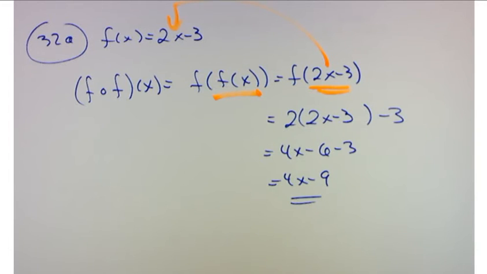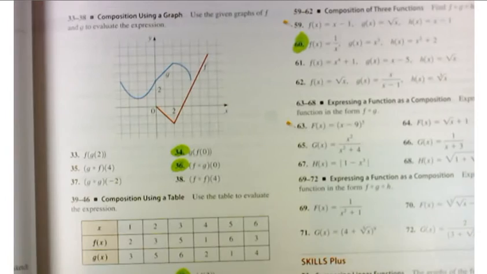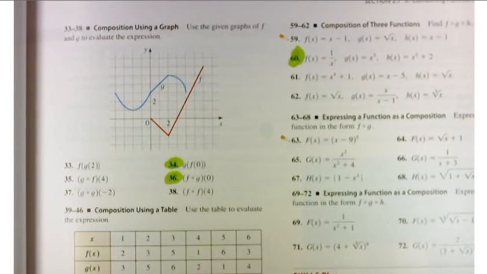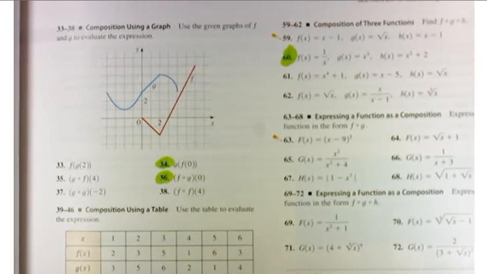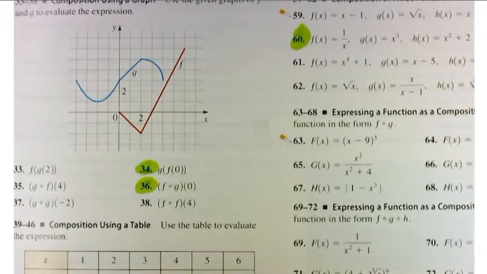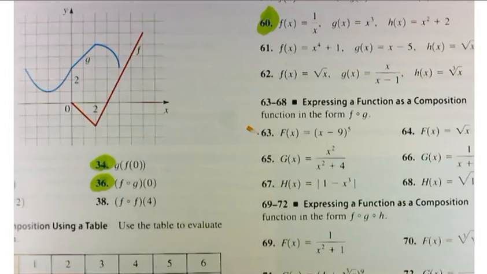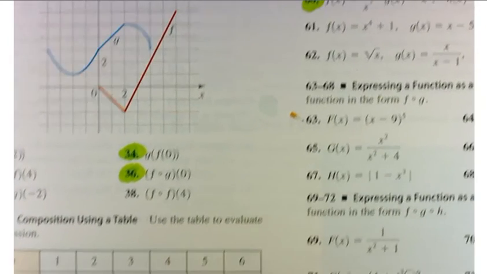Why don't you try problem number... we'll do these together. Let's do two problems together based on the graph in the book. Problems 34 and 36. And I guess the nice thing is that there's really not a whole lot of calculation involved. Let's start with problem number 34.